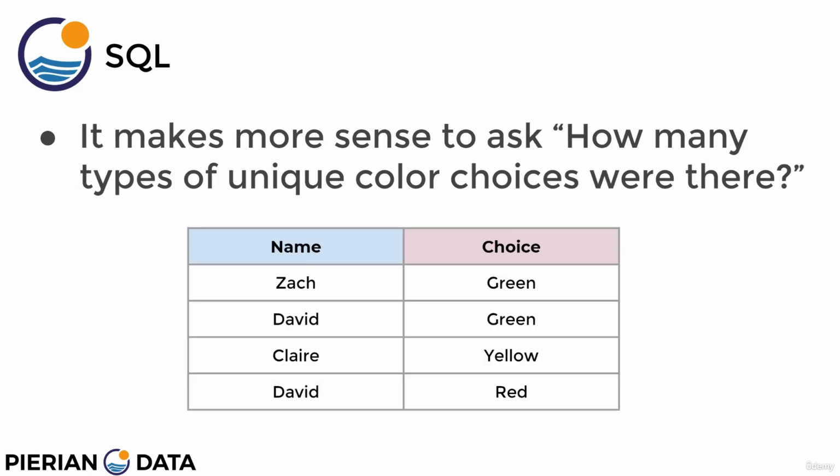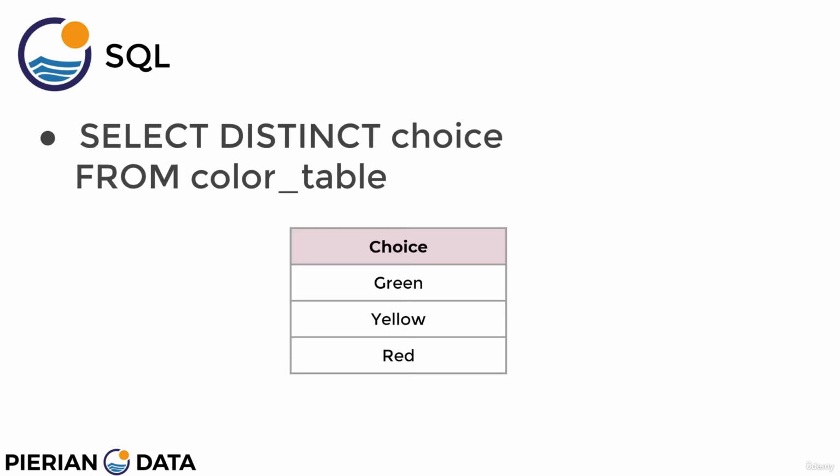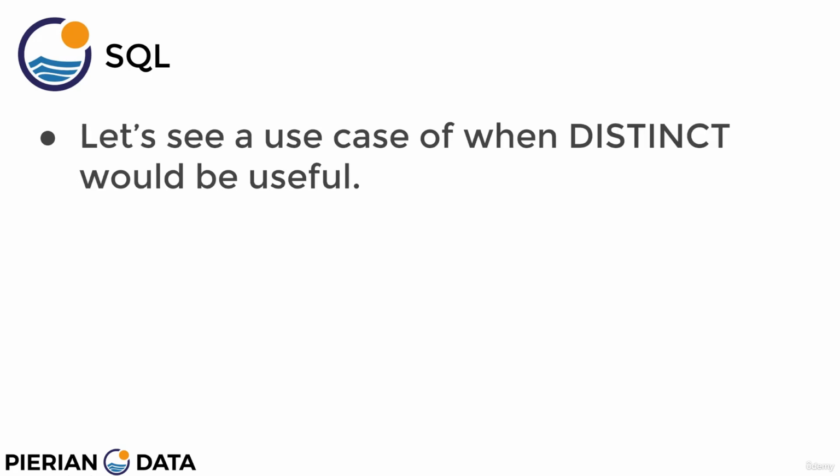It probably makes more sense to ask how many types of unique color choices were there. So what we can do is say select distinct choice from the color table, and here we have all the distinct or unique color options that were chosen. Let's go ahead and see a couple more cases of when distinct would be useful. We're going to jump over to pgAdmin.